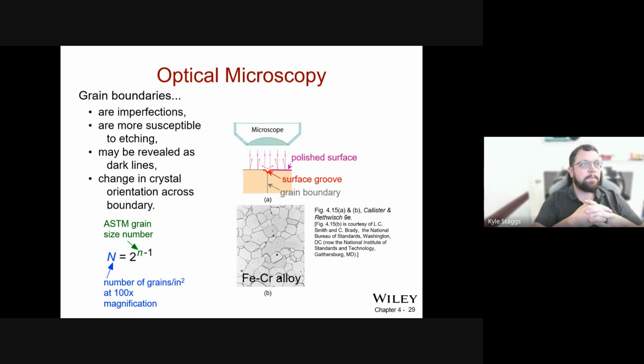So the number of grains in the group, this is something that you guys are going to need for one of the labs, as a matter of fact. So it's a formula you really want to write down. It is the number of grains per square inch at 100x magnification. That corresponds with 2 to the n minus 1, where n is the grain size number for ASTM grain size. So that's a formula that you guys are going to use when counting grains later in the semester using the microscopes.